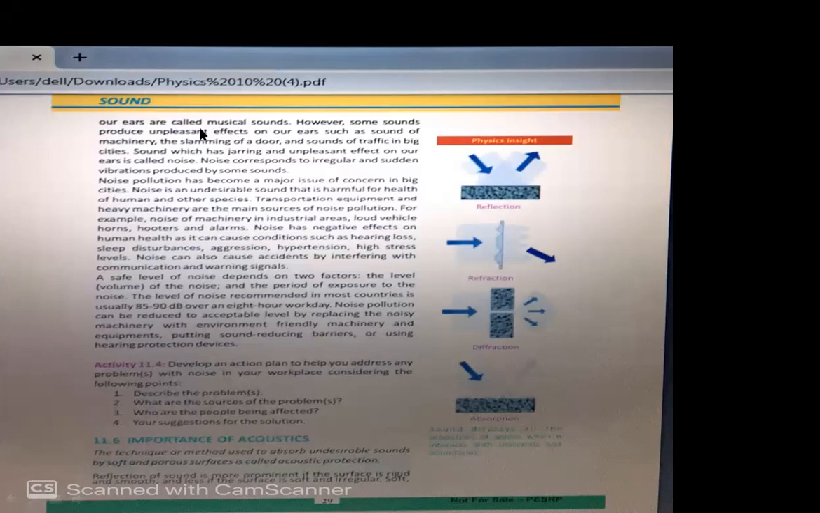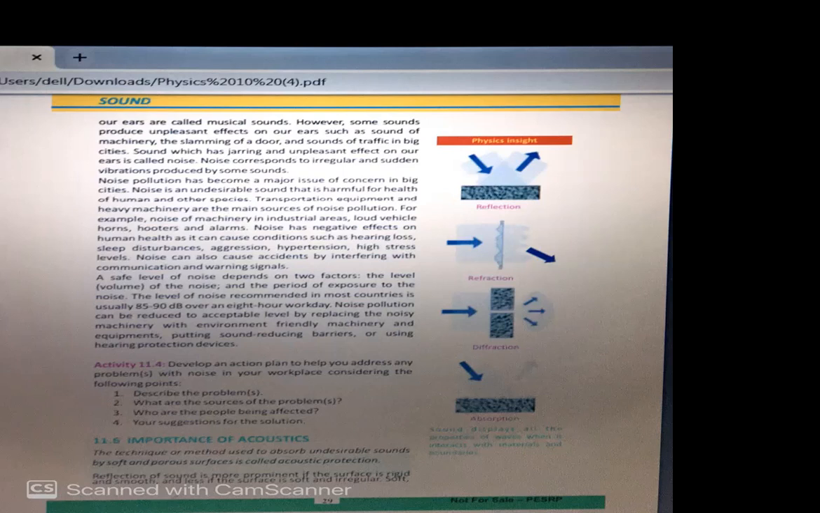However, some sounds produce unpleasant effects on our ears, such as sound of machinery, the slamming of door, the sound of traffic in big cities. Sound which has jarring and unpleasant effect on your ear is called noise. This is the definition of the noise. Sound which creates good effect on our ears is called musical sound. So there are two kinds of sound. One is called the musical sound, the sound which creates good, pleasant, or happy effect on our ears.